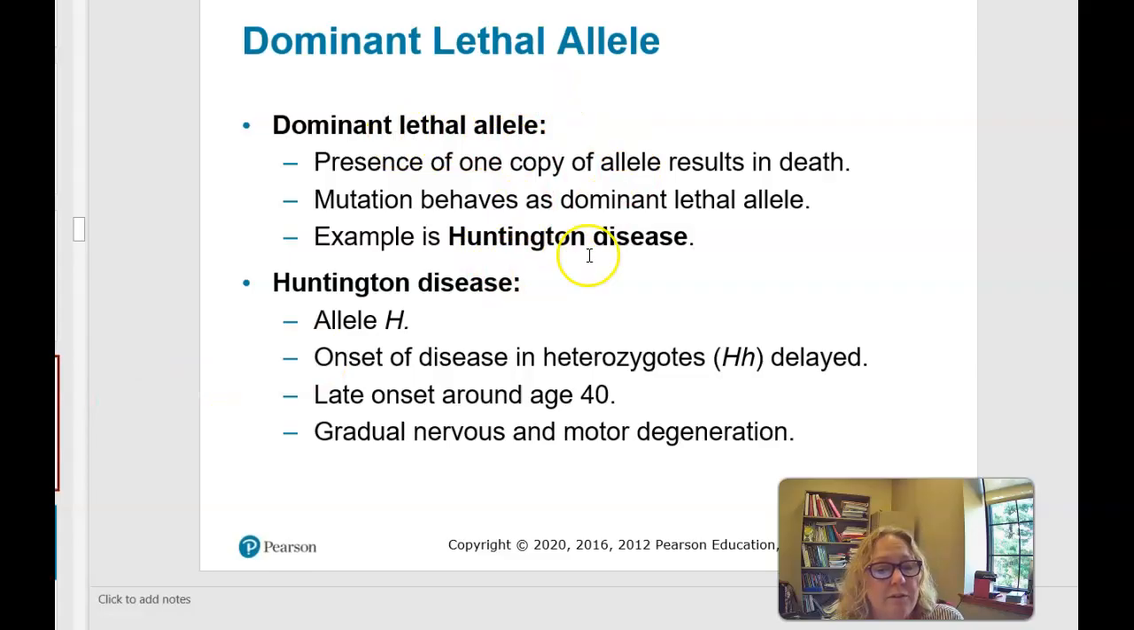A dominant lethal allele is Huntington disease. We talked about that a little bit in class. It doesn't really count as a lethal allele all the way because you are born and you do have the disease. It just kills you around the age of 40, and it is dominant. So that is what's very strange about it. It's dominant, but you've already had kids by the time you survive into adulthood until 40, and then you find out you have Huntington's disease.